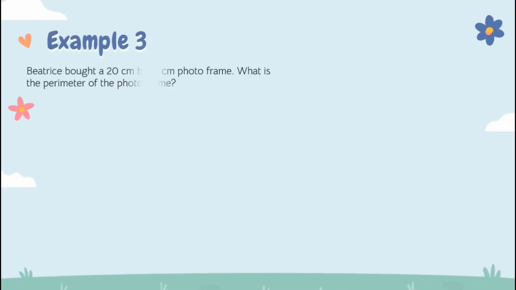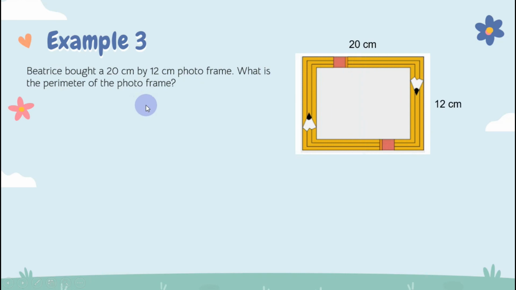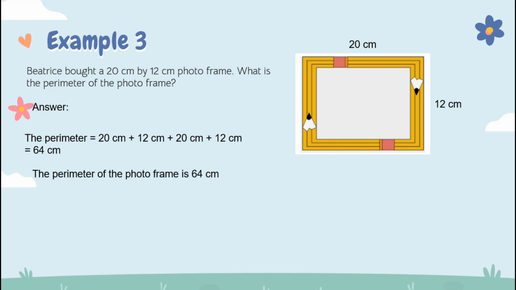Example 3. Bettina bought a 20 centimeter by 12 centimeter photo frame. What is the perimeter of the photo frame? This is the picture. Answer. The perimeter equals 20 plus 12 plus 20 plus 12. We have 64 centimeter. So the perimeter of the photo frame is 64 centimeter.